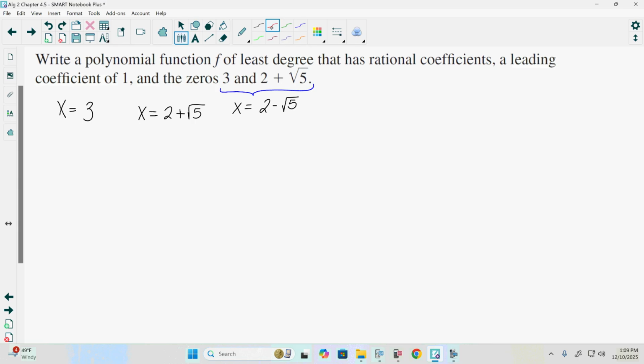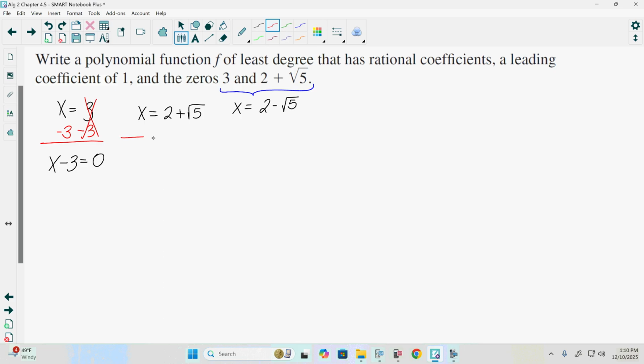Now we set these up like this really to find what is the factored form of these values. So to get from a solution to a factored form, what we need to do is get these equations equal to 0. So for our x equals 3, we would subtract 3, telling us that the factored form really is x minus 3. x minus 3 is a factor of this higher degree polynomial function.